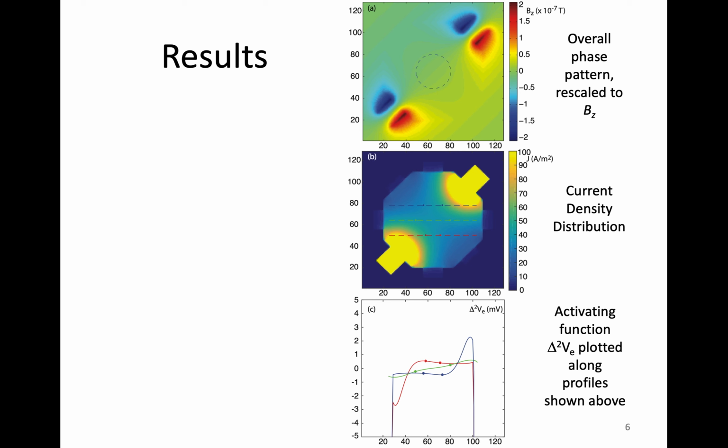These images show initial results from the model. At the top, we have an image of the Z component of the magnetic flux density caused by a 1 milliamp current flow from the top right electrode to the bottom left electrode. The active tissue border is shown with the dotted line.